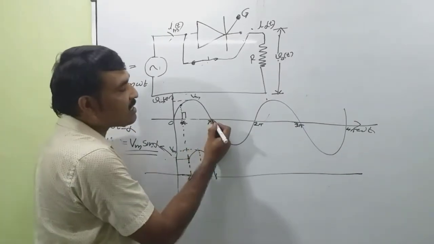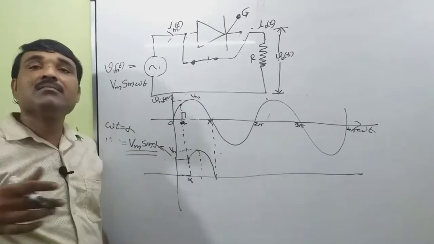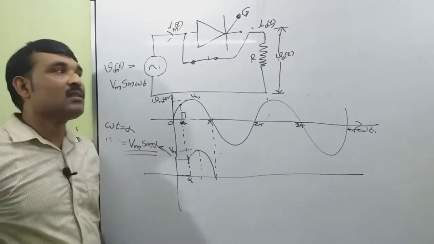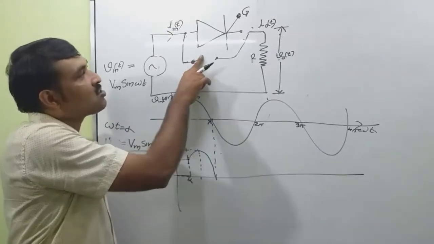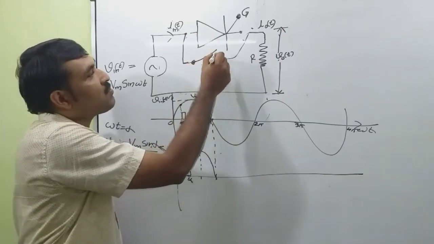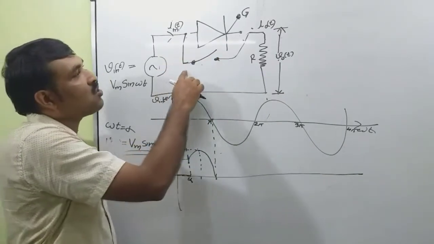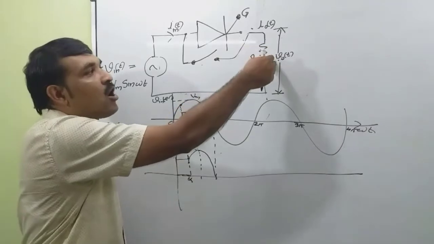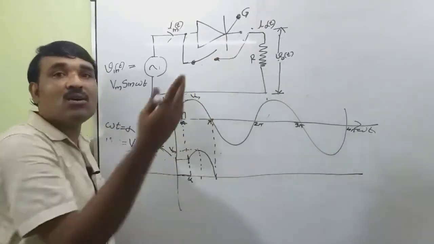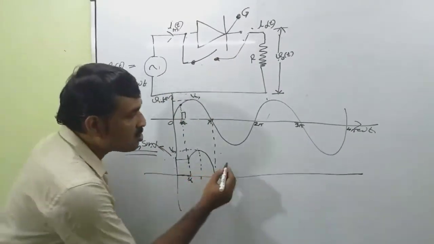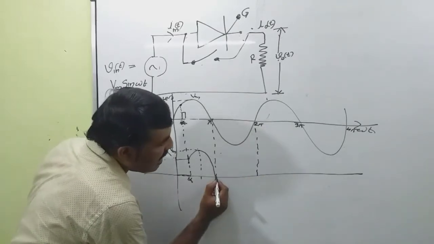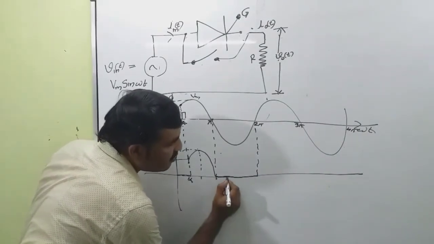When omega t is equal to pi, the thyristor becomes reverse biased, that is, during the negative half cycle. So the thyristor can be replaced by an open switch. What happens? No current will flow, so the output is equal to R into 0 current, that is equal to 0 volt. So during this negative half cycle, the output again becomes 0.